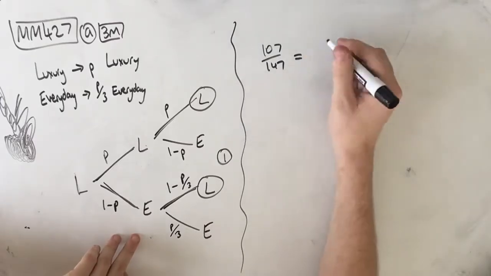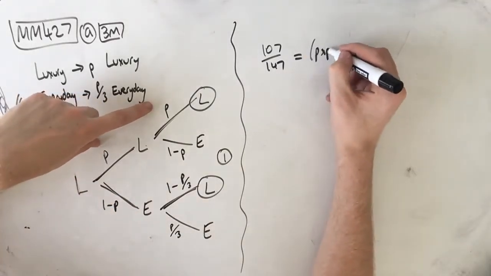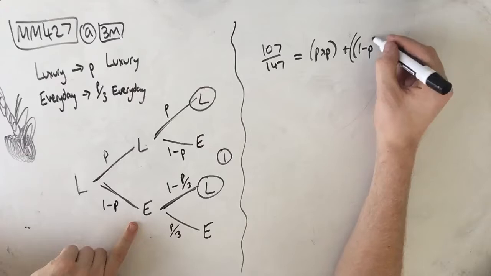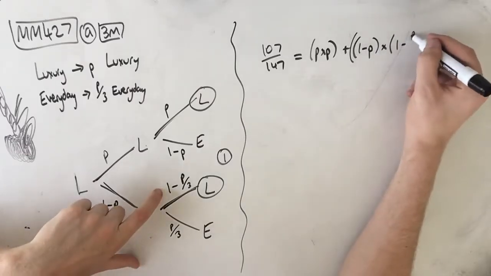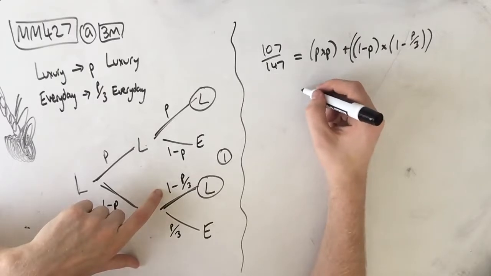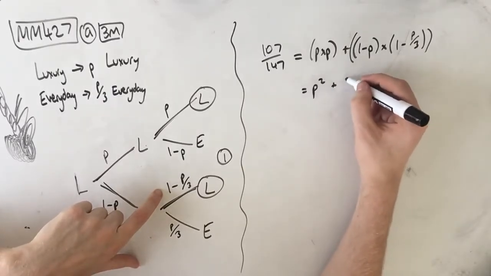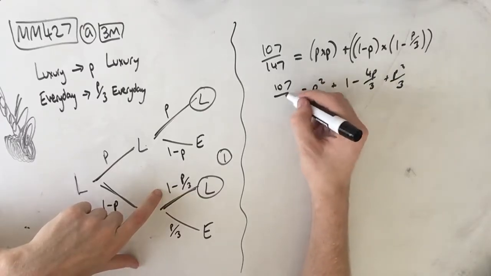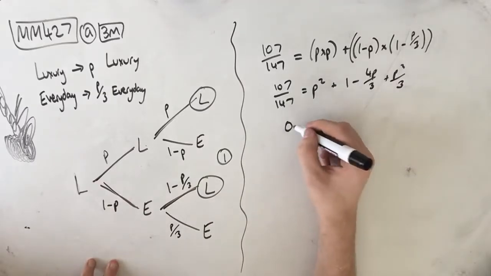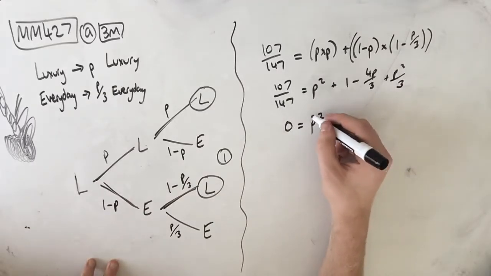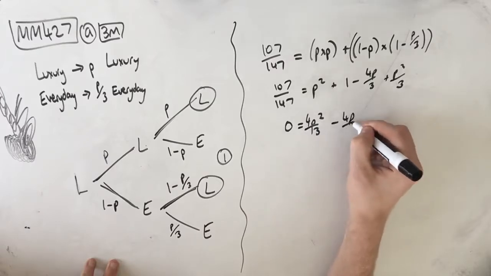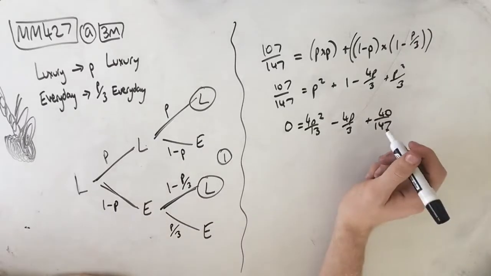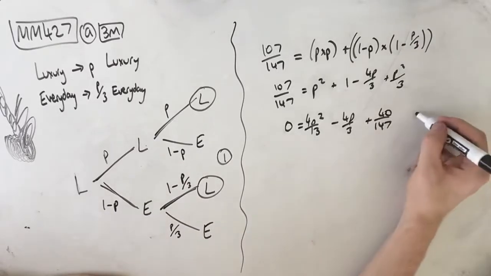So we know that this probability is given by this path, so P times P, plus this path, so 1 minus P times 1 minus P on 3. Awesome. So then what we get is P squared plus 1 take 4P on 3 plus P squared on 3, and that's equal to 107 on 147. Now, rearranging all this, we get 0 equals 4P squared on 3, take 4P on 3, plus 40 on 147. Awesome. And actually that's our second mark.